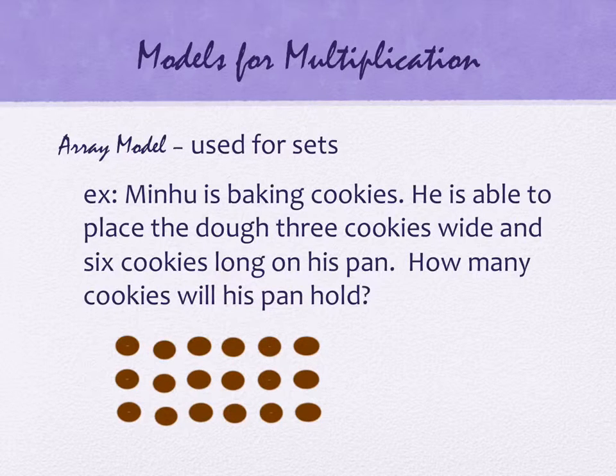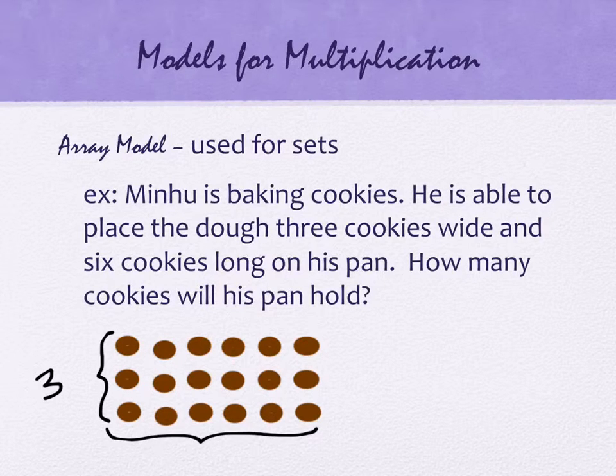And if you take a look, then of course, because the problem was set up this way, there's 3 wide, and here's 6 long. And this is telling me then that 3 times 6 is the number that if we counted all these cookies we would get. And if you do count them, what do you get? You get 18. 18 cookies. Let me write that down too.